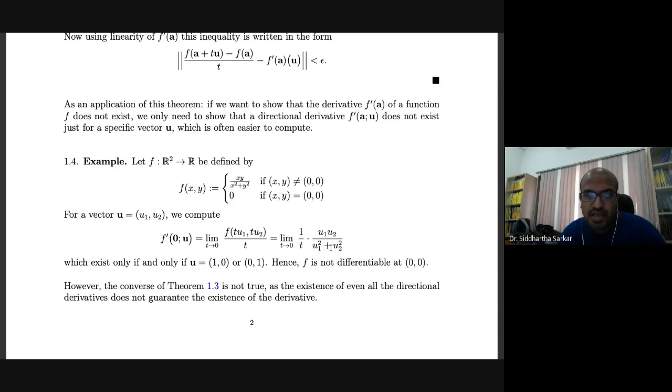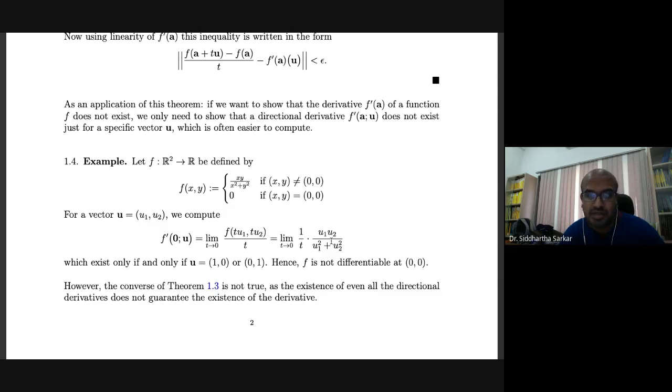So let's say I have a point which is other than these two, (1, 0) or (0, 1). Then this constant is some fixed constant, u1 u2 by u1 square plus u2 square, which is not 0. The moment that happens, this limit blows up. Therefore, it doesn't exist. However, the directional derivative actually exists at the point (1, 0), because if u1 is 1 and u2 is 0, this particular constant is 0. So you are evaluating the limit as t tends to 0 of only the coefficient 0.